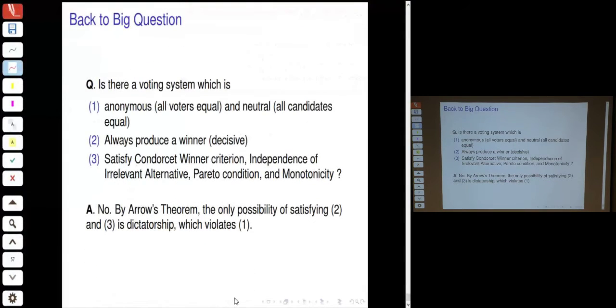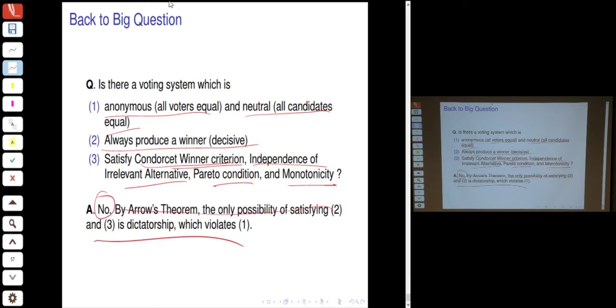So, the question: is there a voting system which is anonymous, that is all voters are equal, neutral, all candidates are equal, always produces a winner, that is decisive, and satisfies the Condorcet criterion, IIA, Pareto condition and monotonicity? The answer is a big no by Arrow's theorem, and it was a really big no because it led Kenneth Arrow to the Nobel Prize in Economics. Okay? So with this we complete the lectures, and from now on we will move into overview and review. But first, a 5-minute break.